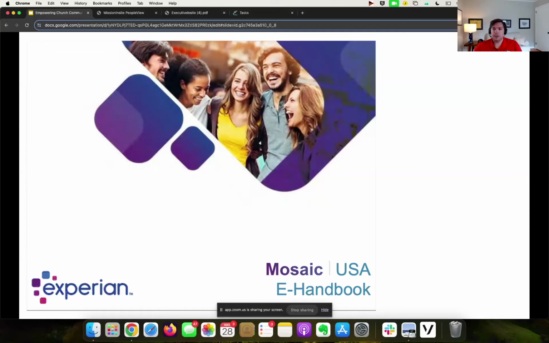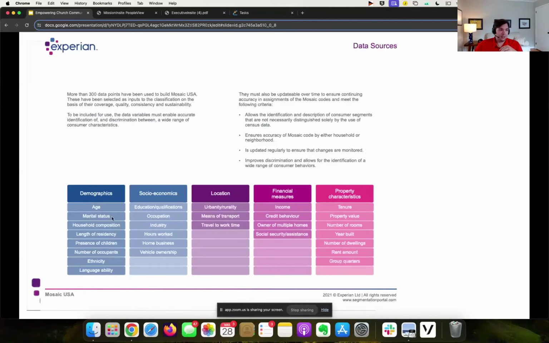All these companies know every single thing about us. Kind of crazy. They know our ages. They know our marital status. They know our household composition, kids, no kids, single, married. They know our length of residencies in our households. They know our ethnicity. They know our occupation. They know our means of transport. How do we get to and from the activities that we do? They know our income. They know our credit behavior, all of that stuff. I could go on and on.